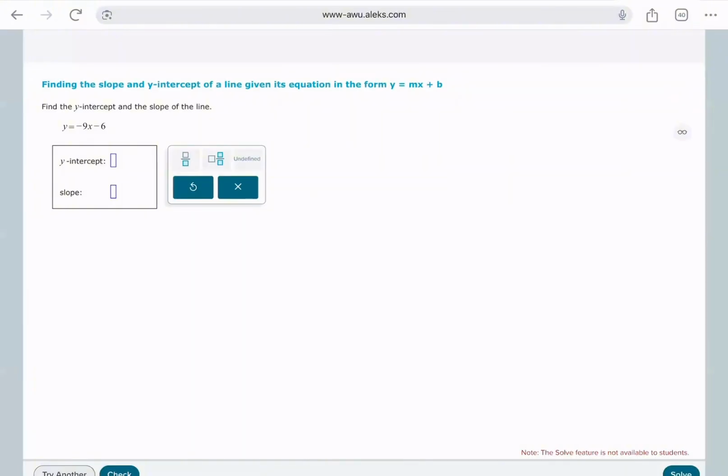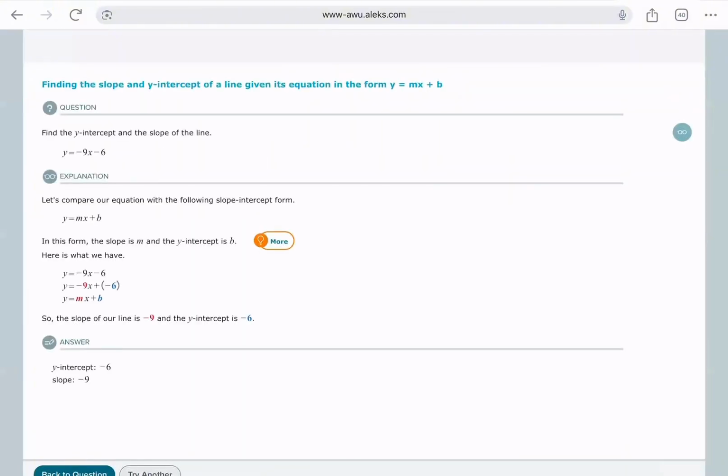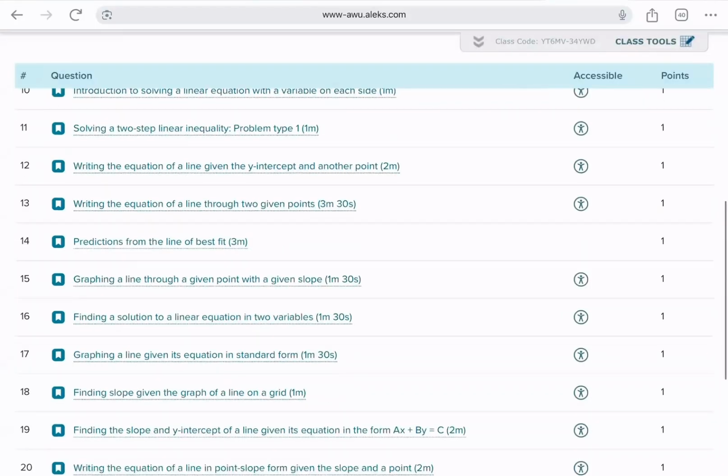Finding the slope and y-intercept. So you're just identifying the slope and y-intercept. That one's probably one of the easiest ones, I would think. So make sure you have that clear.